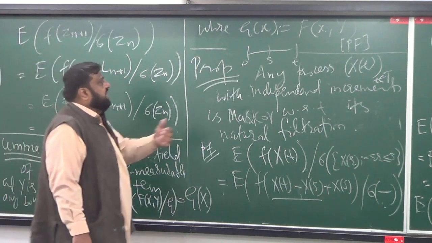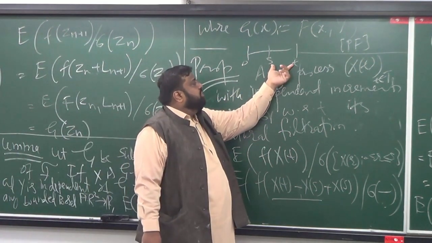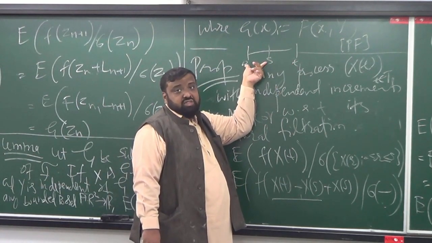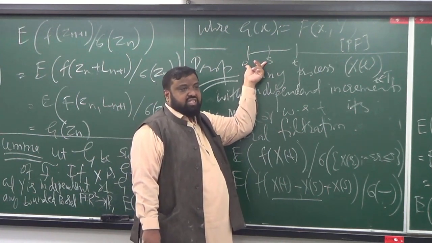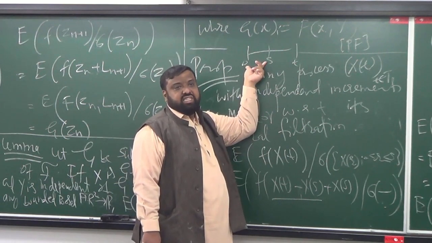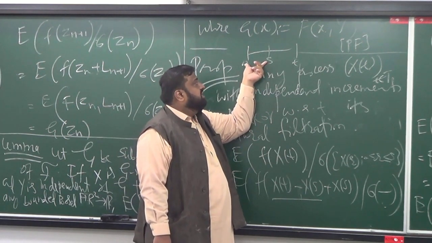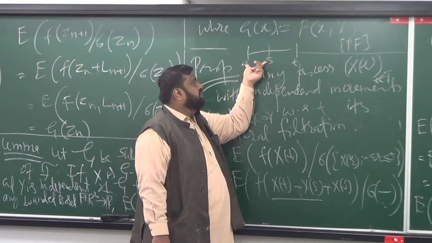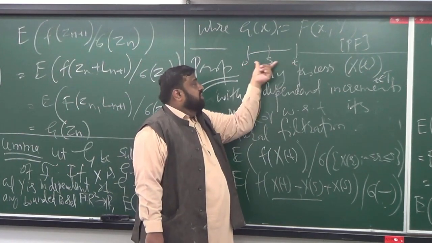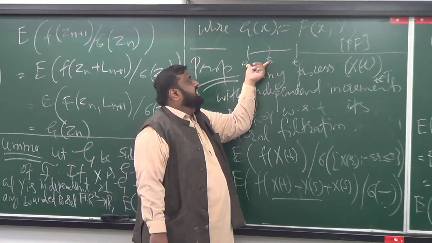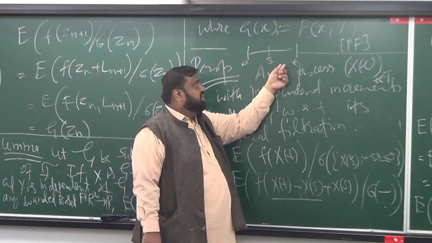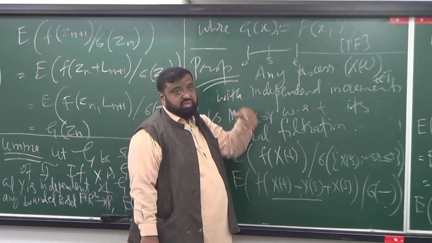I want to predict something about this part, and I know all this. This doesn't add anything to your portfolio, because the process has independent increments. This is my assumption. The increment of the process over this interval is independent of the increment over this one. So even if I generate a sigma field out of this increment, it is still independent.